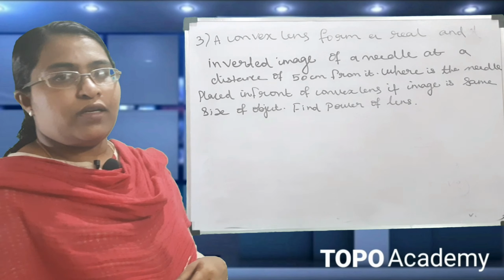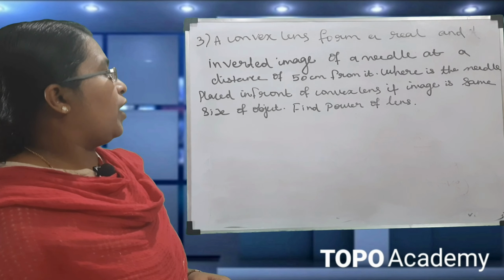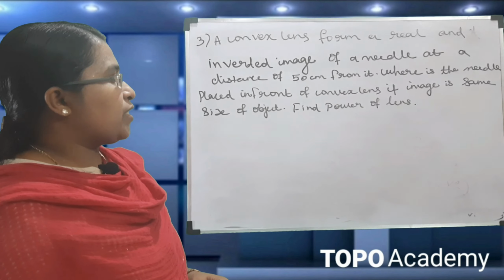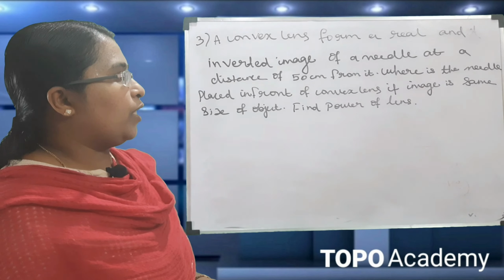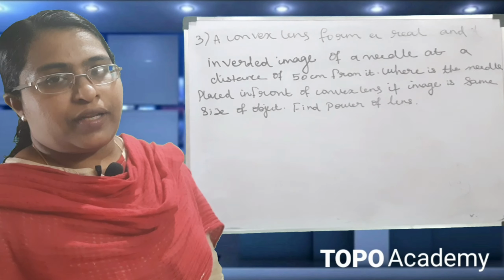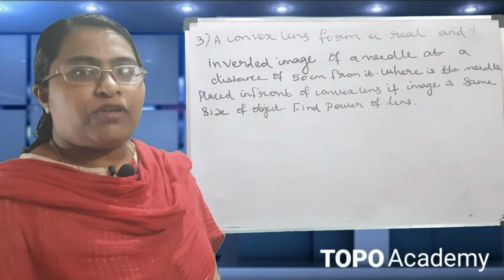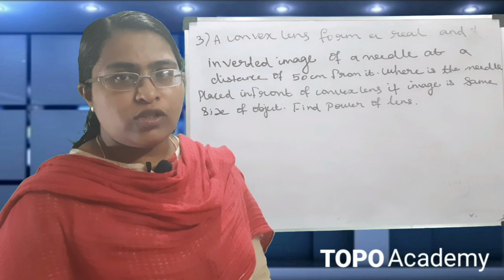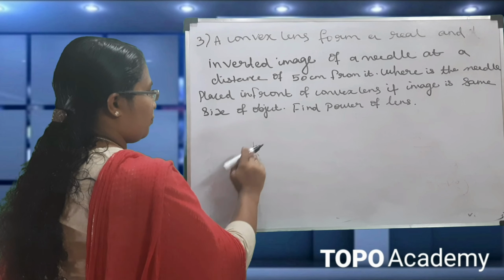So next question. A convex lens forms a real and inverted image of a needle at a distance of 50 cm from it. Where is the needle placed in front of a convex lens? If the image is the same size as the object, find the power of the lens. In the question it is given that the image formed is the same size as that of the object. Only in one case are we getting the same size as the object, when we are keeping the object at 2f1.